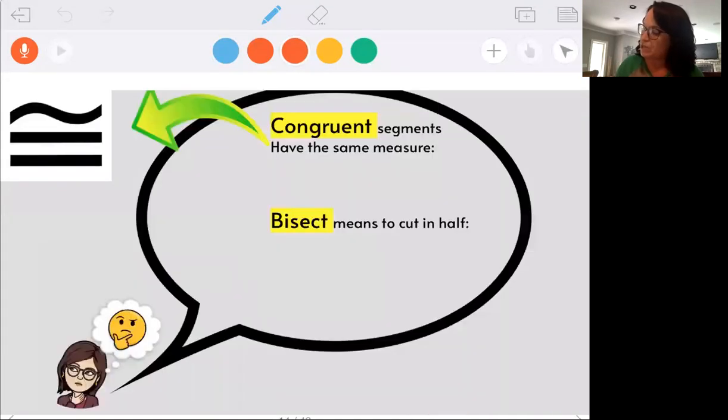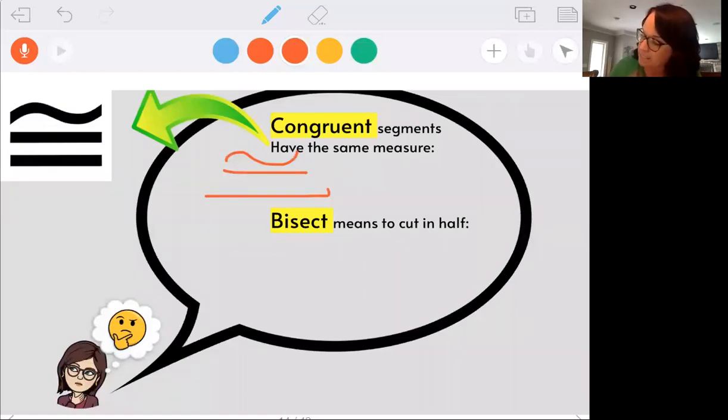All right, so congruent segments have the same length. This is the symbol for congruent. It's an equals with a little squiggle. That should go in your notes, okay? Congruent means they have the same length.